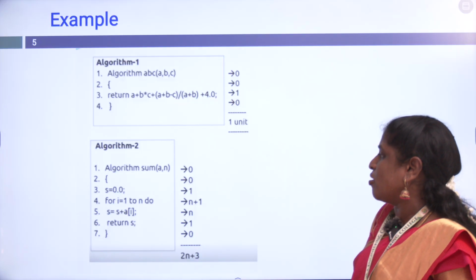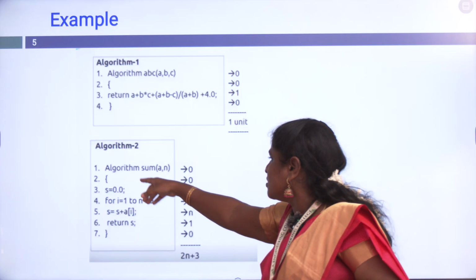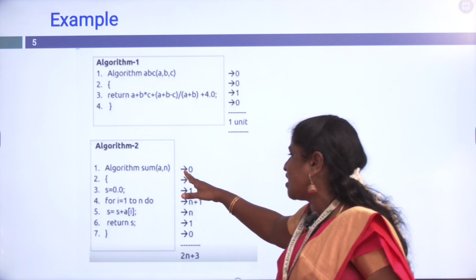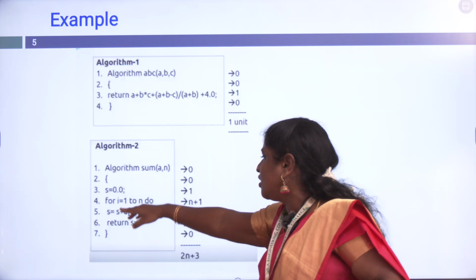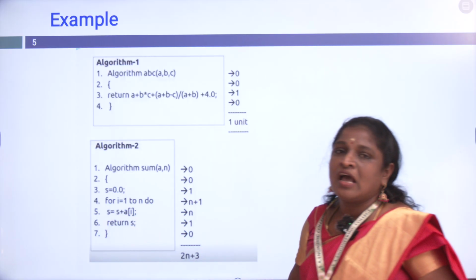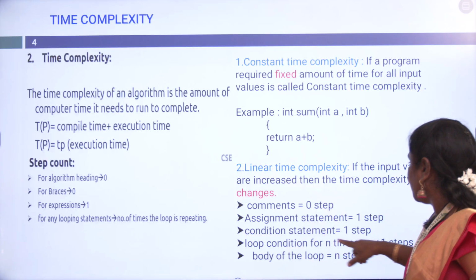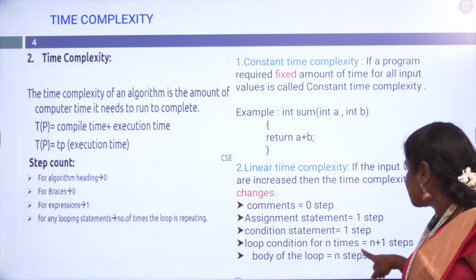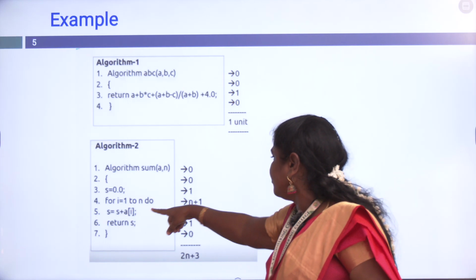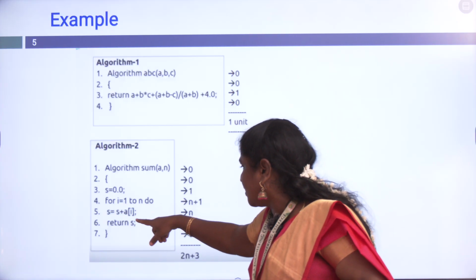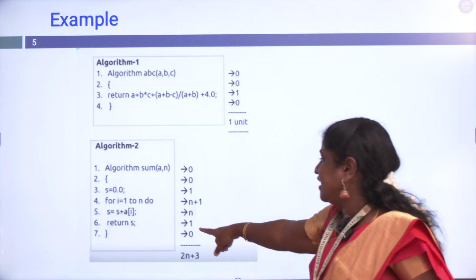And next is the linear time complexity example. Here we calculate the sum of n numbers. You pass the 2 values, sum of A, n. Here we assign S, the sum, as 0, and then use the loop for I is equal to 1 to n. As in the previous slide, we use the loop condition n times, that is n plus 1 steps. For 1 to n, we use n plus 1. Based on the loop calculation, the body of the loop needs n steps.